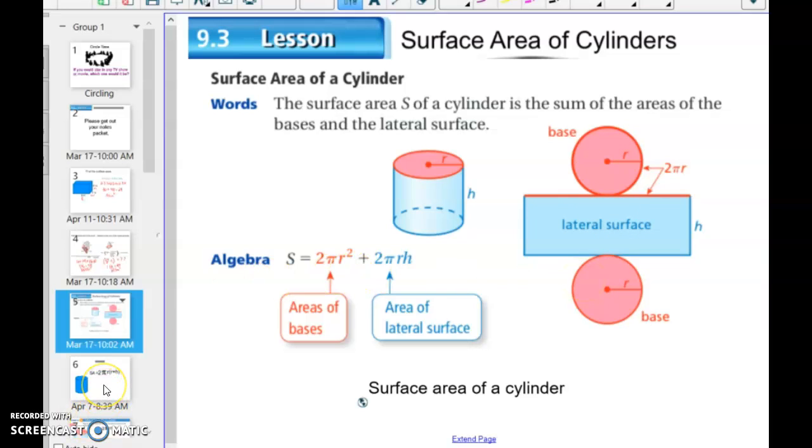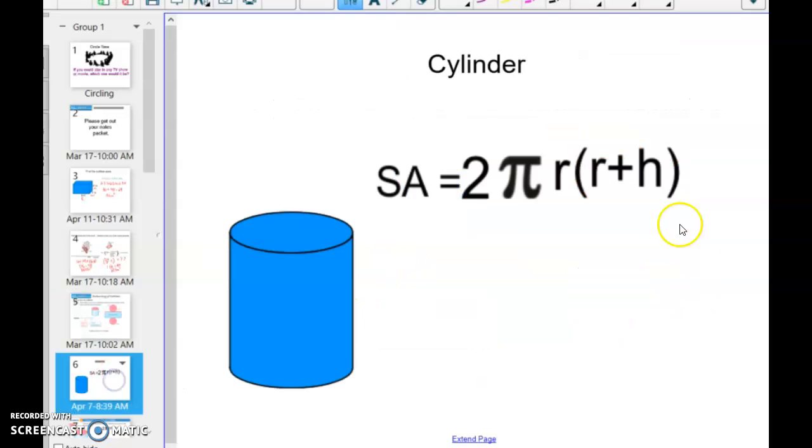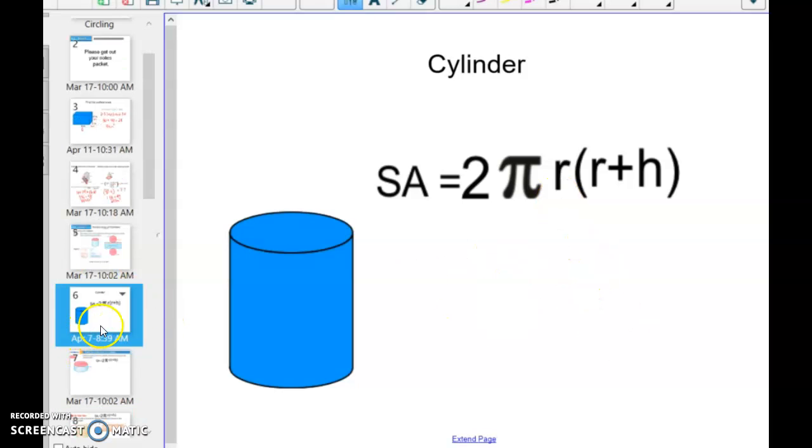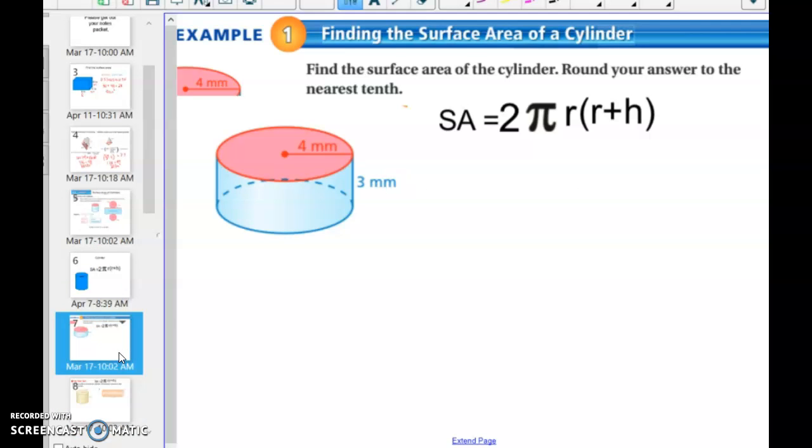Now, I've actually made that formula a little bit easier. How I made that formula a little bit easier is I saw that I can factor out a few things here. Both parts have a 2, both parts have a pi, and both parts have an r in them. So when I factor out the 2 pi r, then that just leaves me with r plus h in the parentheses. So what I'm going to do for each of these is take radius plus height first. Then that answer, I'm going to multiply by 2 times pi times radius, and that's going to give me the surface area. So I'll show you what I mean with this first one here.